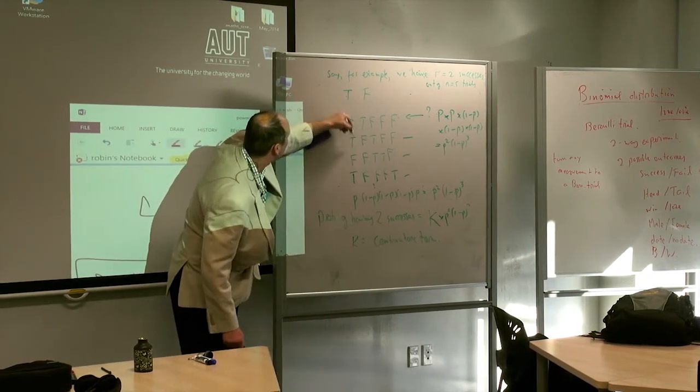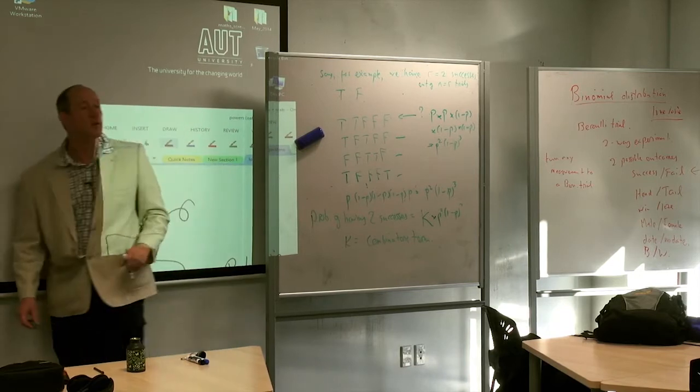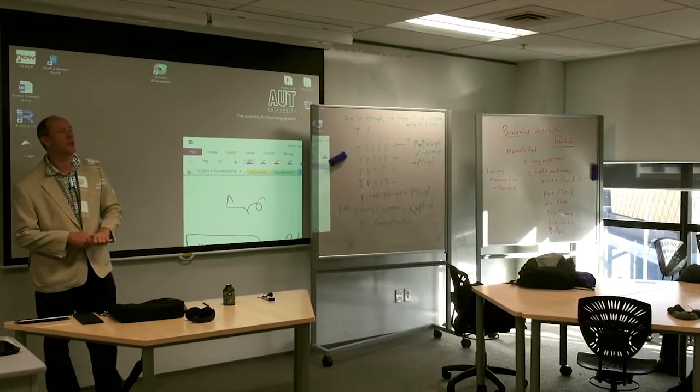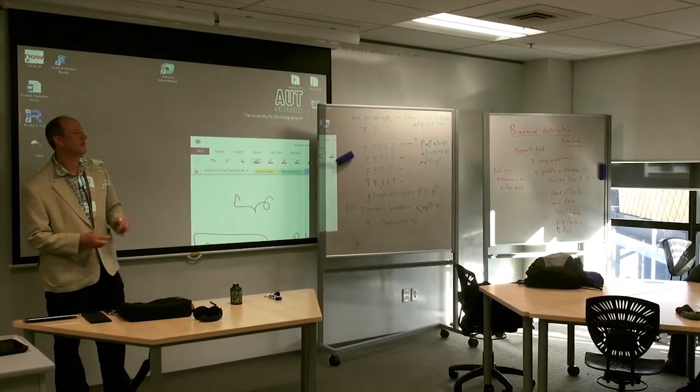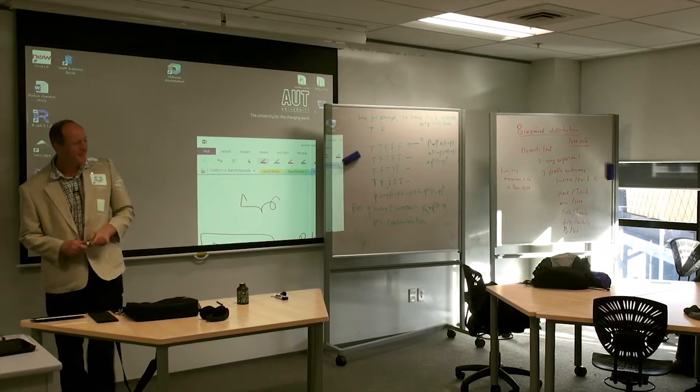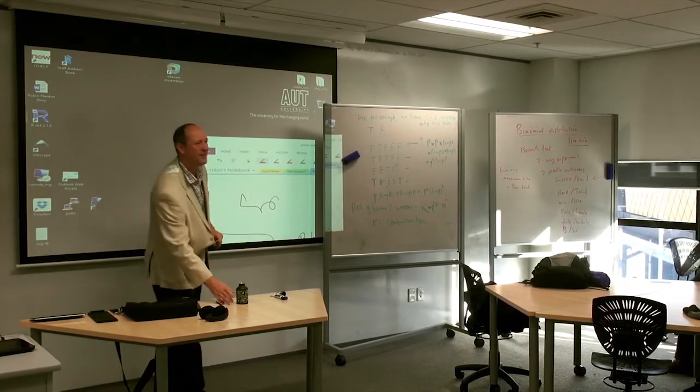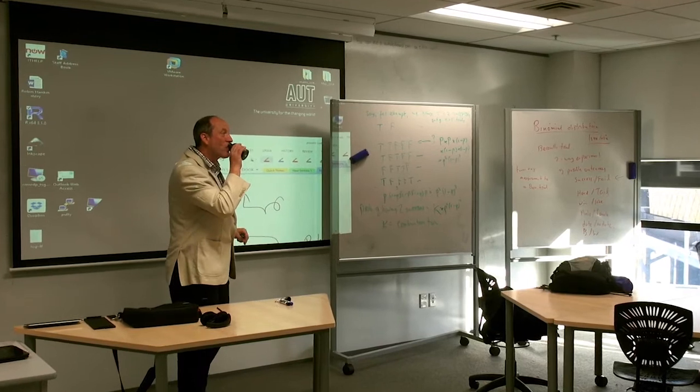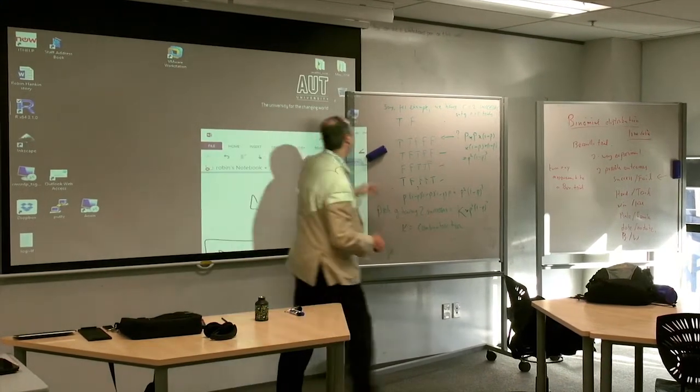Because it's the number of ways of combinations I've got of arranging those. Can anybody remember how to calculate that k? Do you remember what it is from 715? Anybody remember that? I'll write it down.